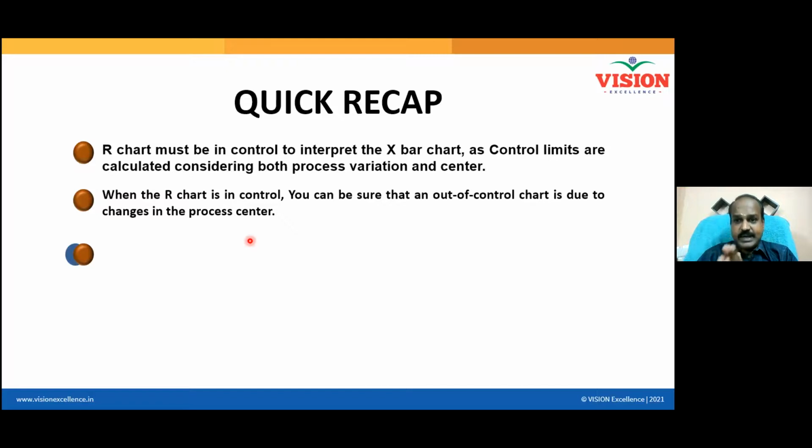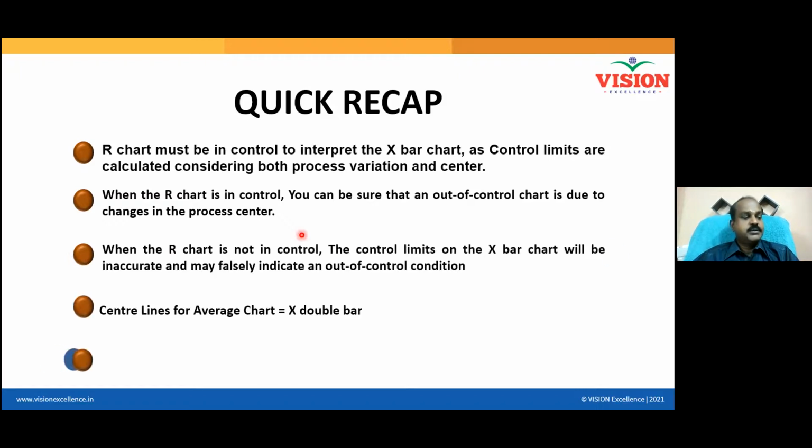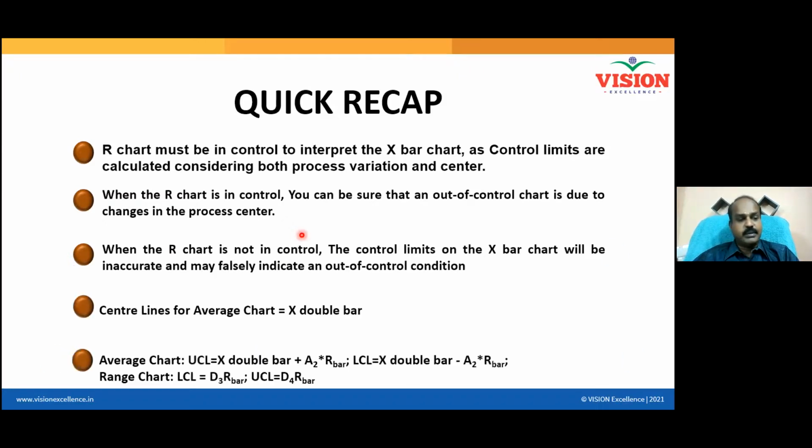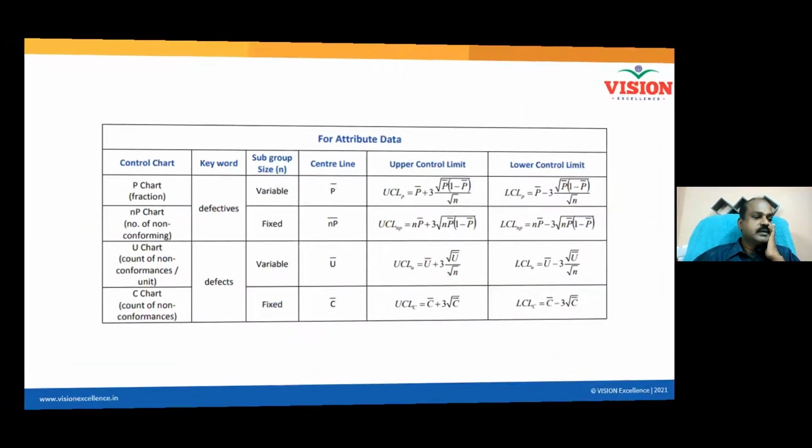But if in the R chart you have a problem, probably the variation within the batch is more. But when X bar chart is out of control, the variation between the batch is more. So center line in average chart is X double bar, and for average chart, upper control limit is X double bar plus A2 into R bar. Lower control limit is X double bar minus A2 into R bar. And for range chart, lower control limit is D3 into R bar. Upper control limit is D4 into R bar. So these are the formulas we have studied.